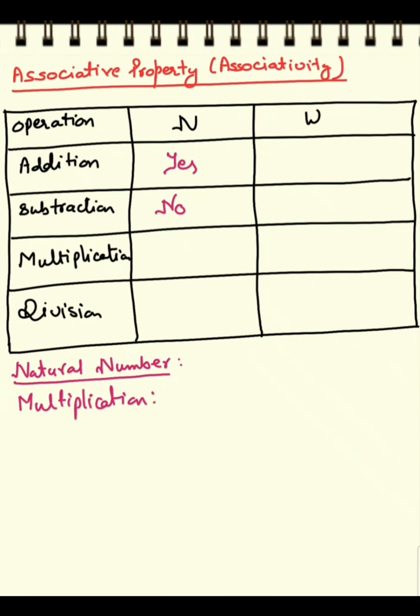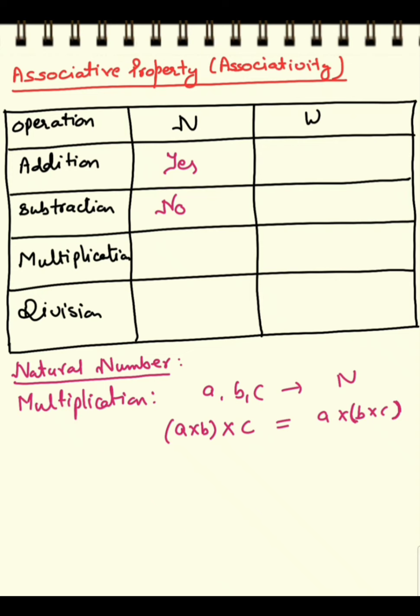Now let's see whether the multiplication of natural numbers satisfies this associative property or not. So for this we have to take 3 numbers A, B and C. All these are natural numbers. Then (A into B) into C is equal to A into (B into C). Now here same.